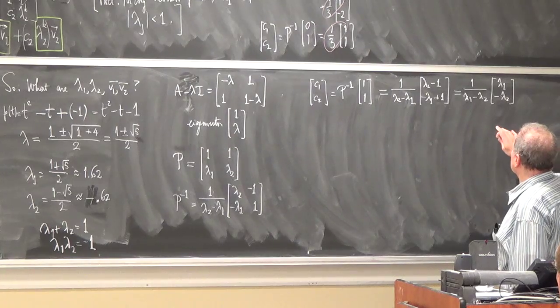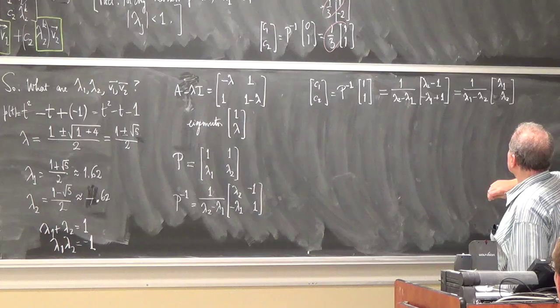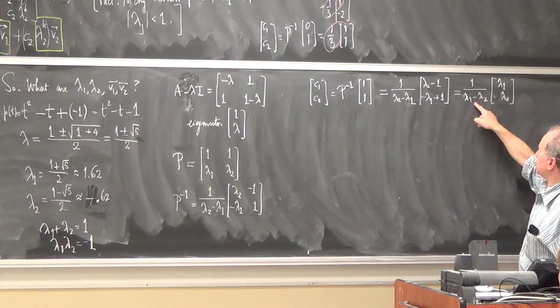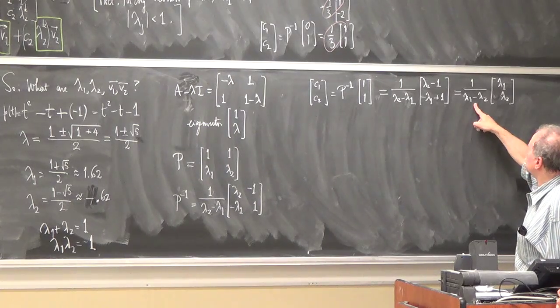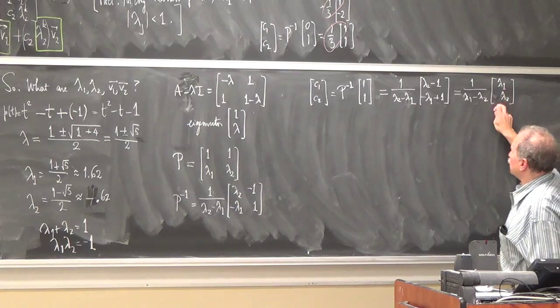No, something's wrong. Wouldn't it be negative lambda 2 minus 1? Wouldn't the negative be on the top? I factored out a negative from this. Yeah, so we want minus lambda 2. This is right. Now what about the second one?